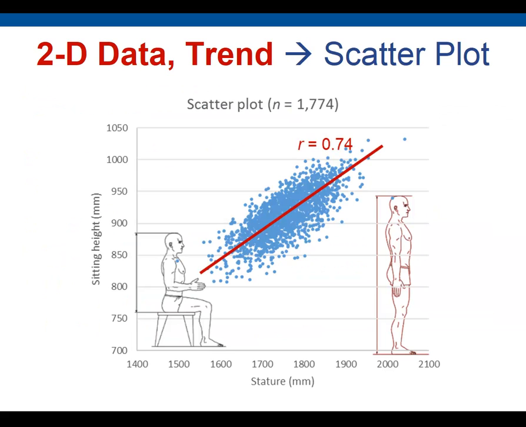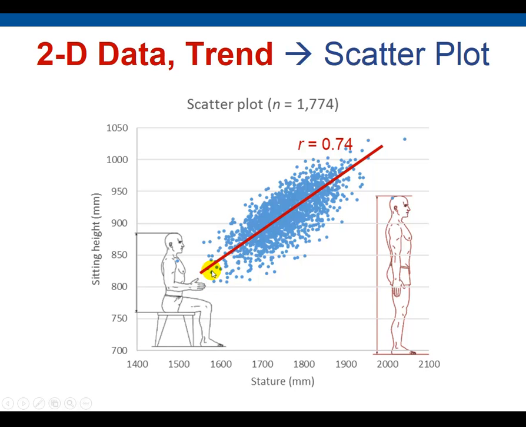Here is an example of a scatter plot. Basically we want to see some trend. We have a bunch of data. This is the US Army data, which is male data, 1,774 people. The x-axis represents the stature and the y-axis represents the sitting height. You can see there are a number of dots here. Each indicates a person who belongs to this stature and this sitting height.